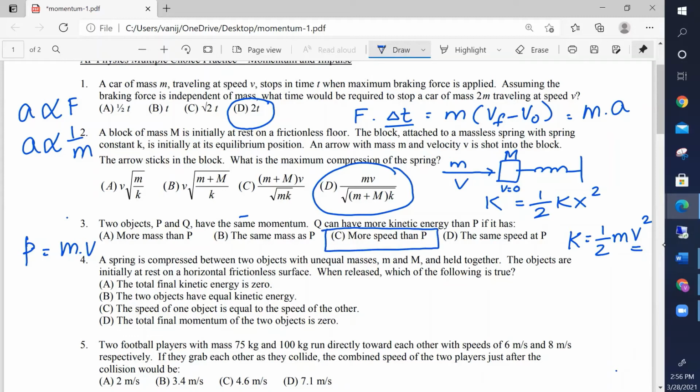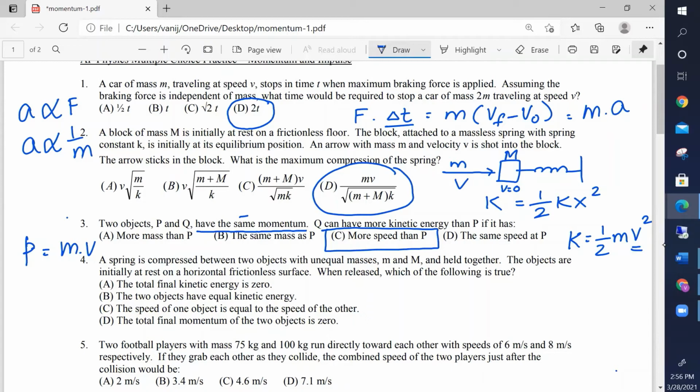So the answer to 3 is C. It's a very easy conceptual question. If you can understand that if the mass of the object increases, then the velocity decreases in order to keep the momentum the same, because they are specifically telling you here that the two objects have the same momentum, and therefore if the kinetic energy of Q is more, then obviously its speed is going to be more than P, and its mass is going to be less than P in order to maintain the same momentum.